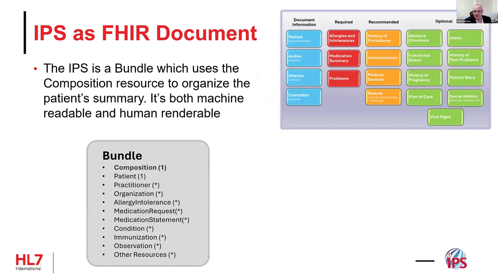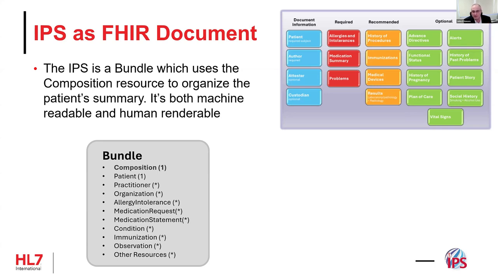So I mentioned I was going to show a little bit more about the sections. In the upper right of the slide, you can see we have document information, which is about the patient, author, attester, and custodian. But then we have our 16 sections across the slide. The red ones are the ones that are required. The orange ones are required if known, or recommended sections for things like procedures, immunizations, medical devices, including implants, and results on a patient.